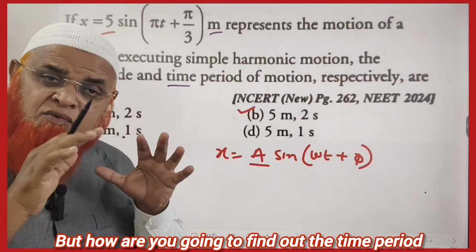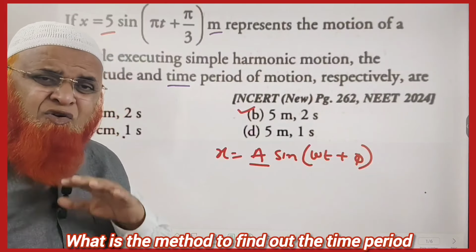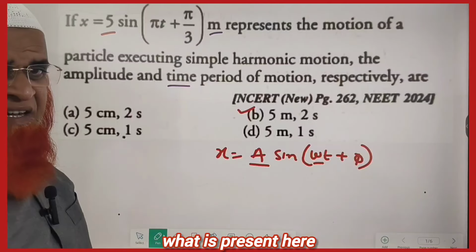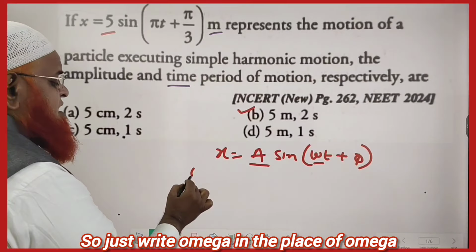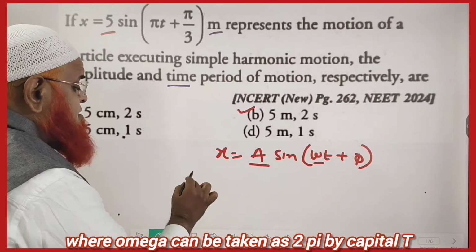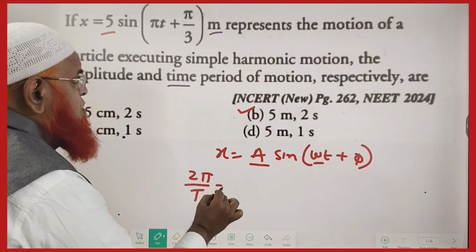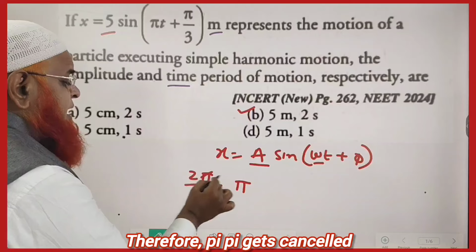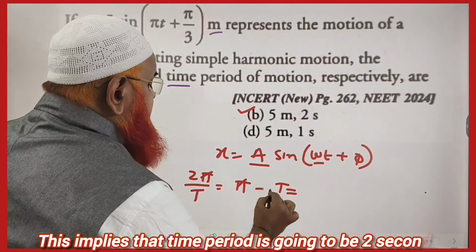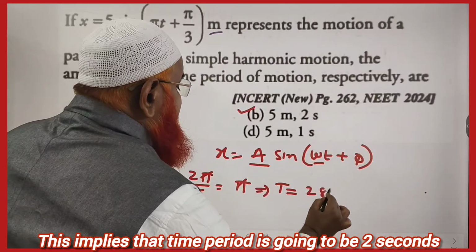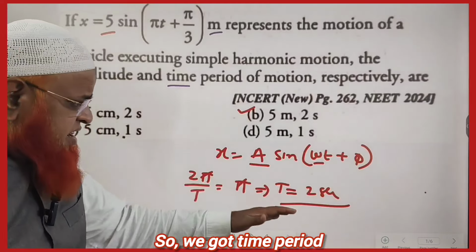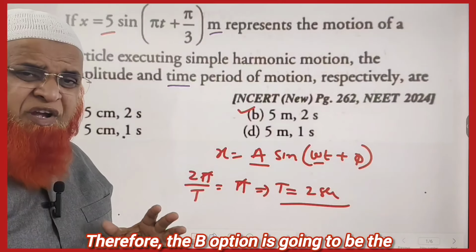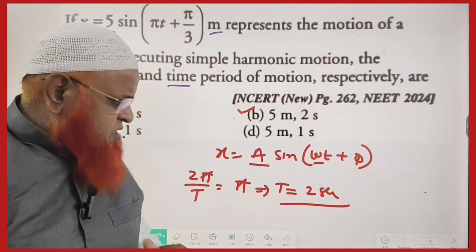But how are we going to find out the time period? What is the method to find out the time period? See, in the place of omega, what is present here? Omega can be taken as 2 pi by capital T. Pi is present in the place of omega. Therefore, pi gets cancelled. This implies that the time period is going to be 2 seconds. So we got the time period, we got the amplitude also. Therefore, option B is going to be the correct answer for this.